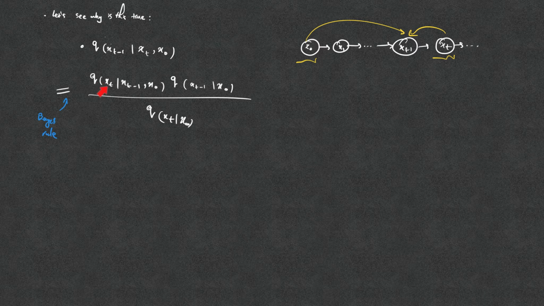So you have the q of xt given xt minus 1 and x0. And you multiply it by the q of xt minus 1, so you can have the joint distribution on the top, and then on the bottom you will have the q of xt conditioned on x0. So if you, for example, ignore the x0 for now, it'll be like the probability of xt conditioned on xt minus 1.